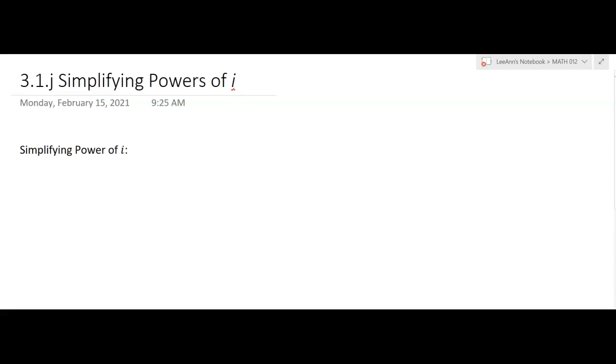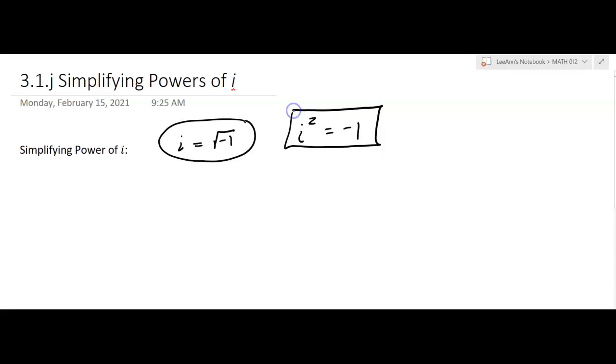Okay, so let's talk a little bit more about i and simplifying powers of i. Let's do a little review. First of all, what is i? i is representing the square root of -1. So that's our definition for i. i squared is equal to -1. That's the piece of information I told you would be really helpful to remember.